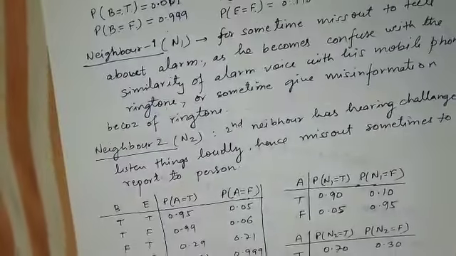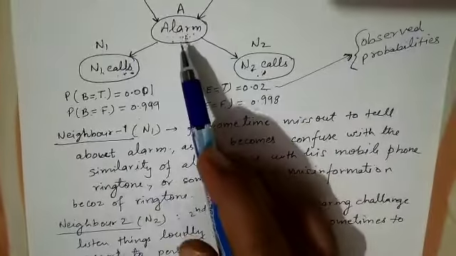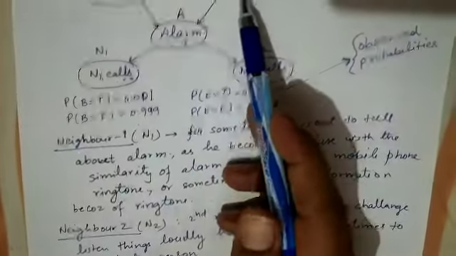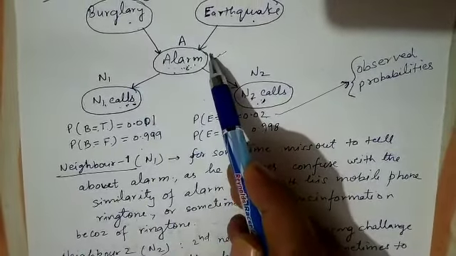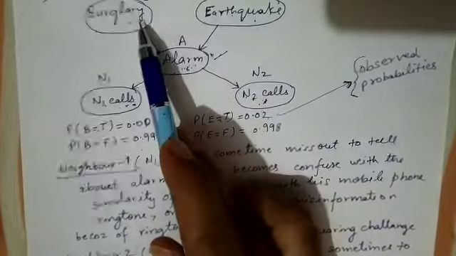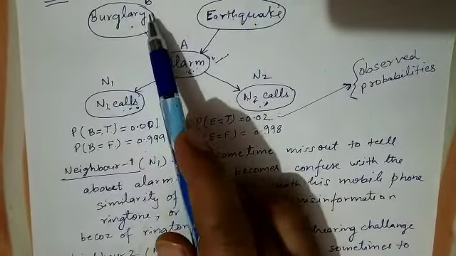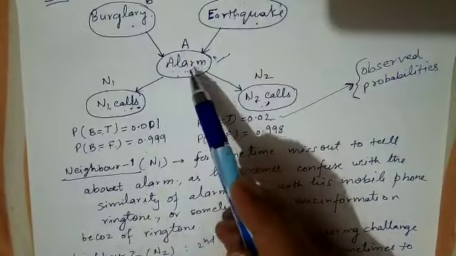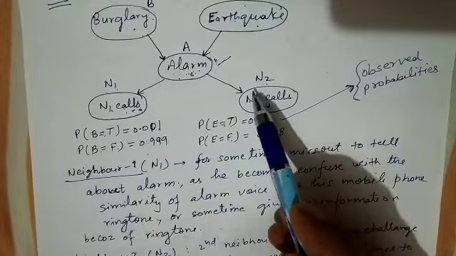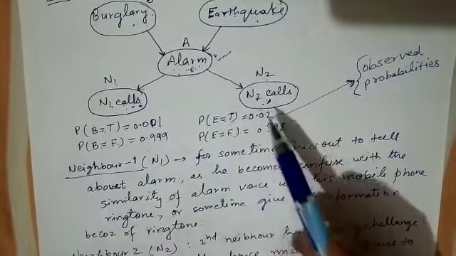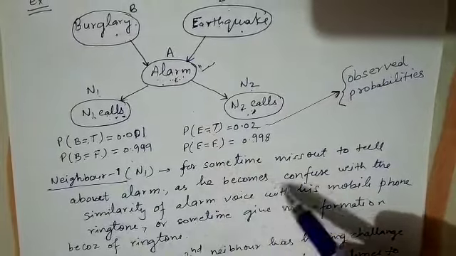Now just see here, alarm has two parents, earthquake and burglary. So basically the probability of A will be dependent on its two parents, B and E. We label burglary as B, earthquake as E, alarm as A, neighbor 1 as N1 and neighbor 2 as N2. We are assigning labels to these nodes. This is a directed acyclic graph for the problem which I have discussed.